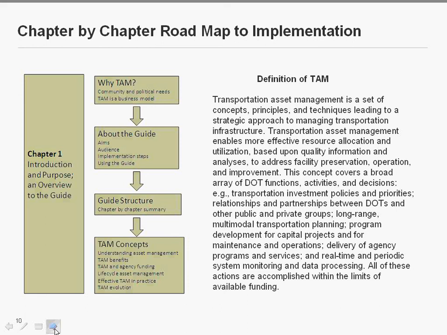I think the definition has moved on since Volume 1, and on the right-hand side you'll see a whole lot of words there. That's a very nice long description, I guess, and there's a lot of good terms in there. It's all about your business again. Down to the third box, guide structure, which gives you the chapter-by-chapter summary, and we're going to go through that again in a little bit more detail. And finally, in that last box, TAM concepts. Okay, next slide, Jana.